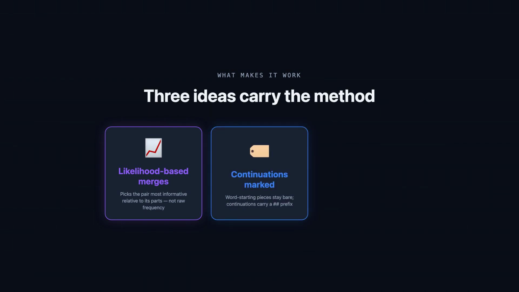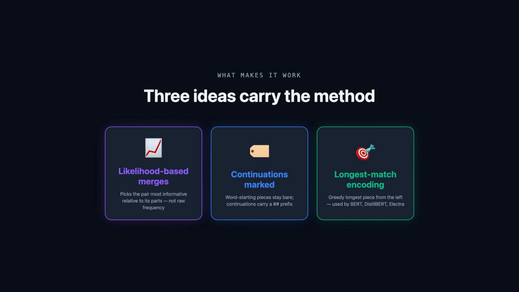Continuations get a marker. Pieces that begin a word stay bare, while pieces that continue one carry a special double hash prefix. So a model can tell playing apart as play followed by the continuation ing. Greedy longest matching turns up everywhere. At encoding time, it simply grabs the longest vocabulary piece it can from the left, then repeats, and this is the exact tokenizer sitting quietly under BERT and Electra.